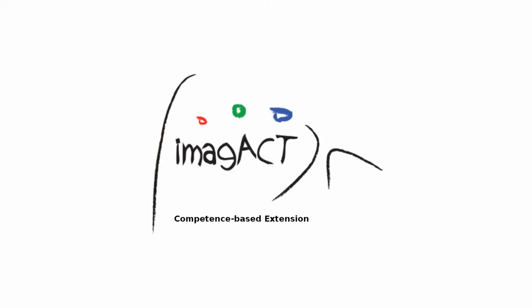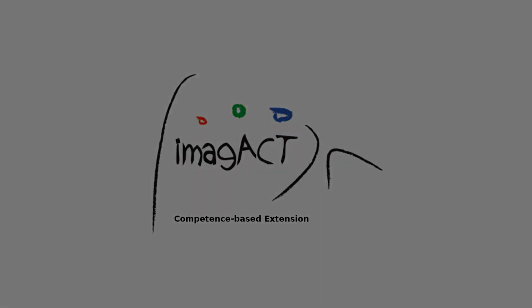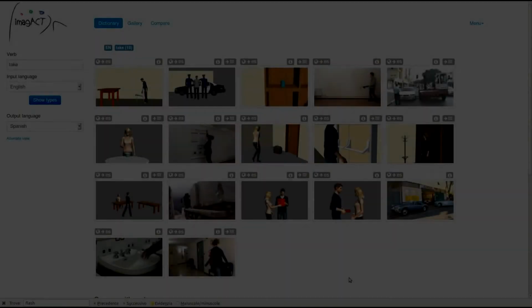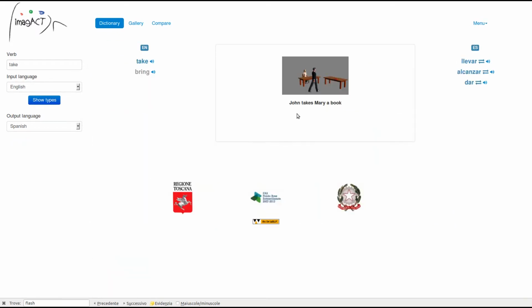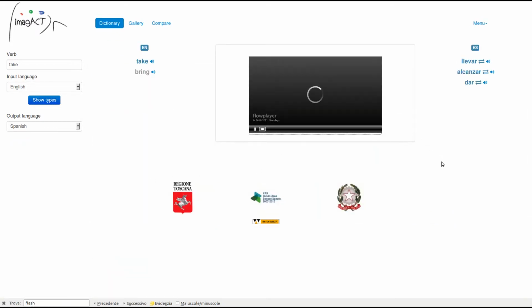Competence-based extension. The universal language of images, which we have used to represent action types, allows us to connect verbs from any language to their appropriate action without passing through verbal definitions of the action concepts. The scenes in IMAGACT are very explicit and leave little space for ambiguity. For instance, a Spanish informant can easily decide which verb or verbs of his language can be used for each action.